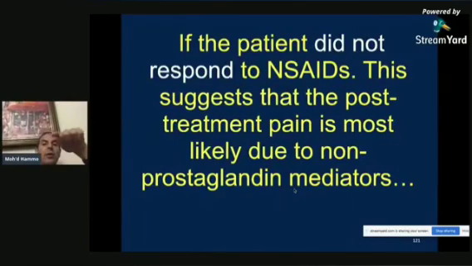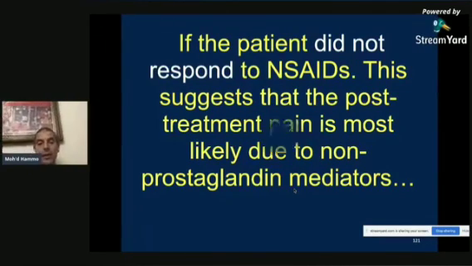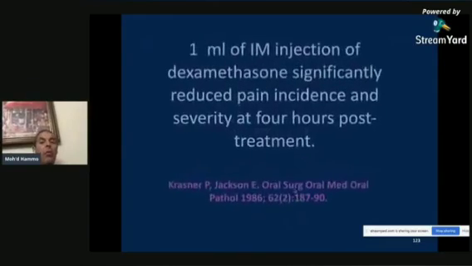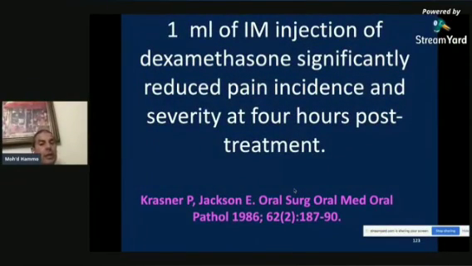What if the non-steroidal anti-inflammatory did not work? This suggests that the post-treatment pain is most likely due to a non-prostaglandin mediator, so they need steroids, not a non-steroidal drug. So what will we give them? We can give them a single dose of 4 to 6 milligram dexamethasone intramuscular, and they found 1 ml of intramuscular injection of dexamethasone will significantly reduce pain incidence and severity at 4 hours post treatment.